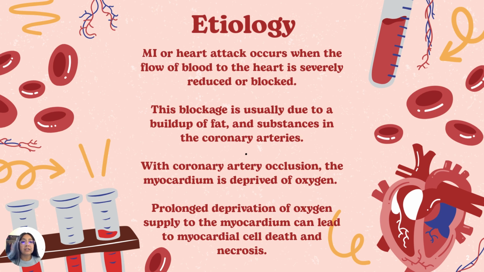Okay, so for etiology, myocardial infarction is also known as a heart attack, and it occurs when the flow of blood to the heart is blocked or reduced. This could be due to a buildup of fat in the coronary arteries, which is also known as atherosclerosis, which is the buildup of plaque. And then that piece of plaque breaks off and lodges into one of the coronary arteries, which causes the blood to be blocked or reduced. So, when you have that blockage and there's a deprivation of oxygen supply to the myocardium, which is the heart muscle, that can lead to cell death and necrosis.